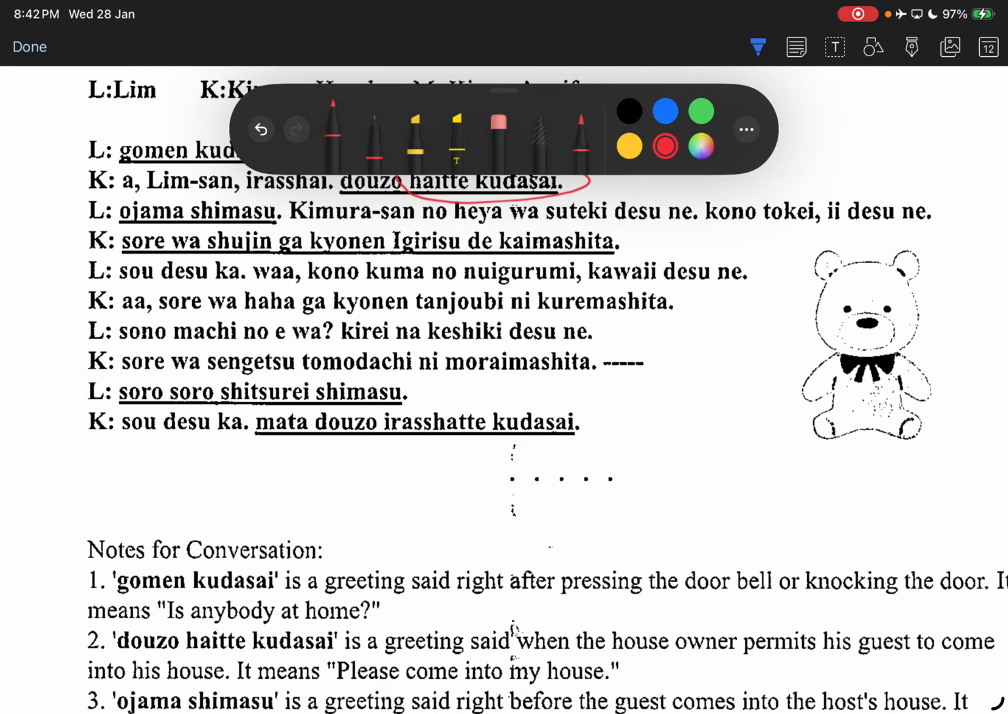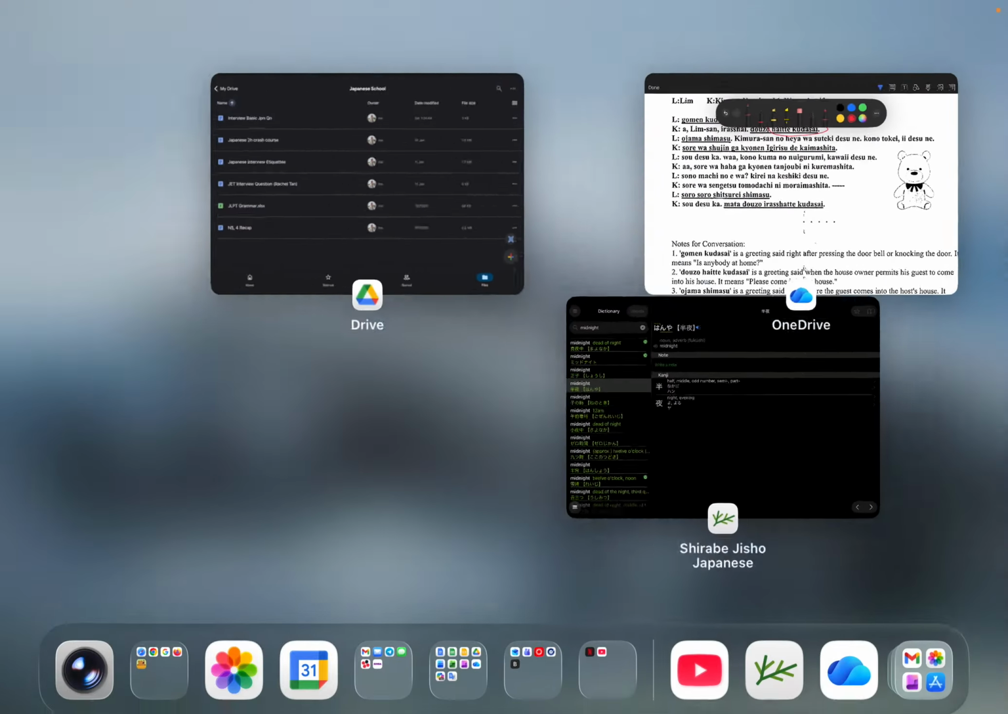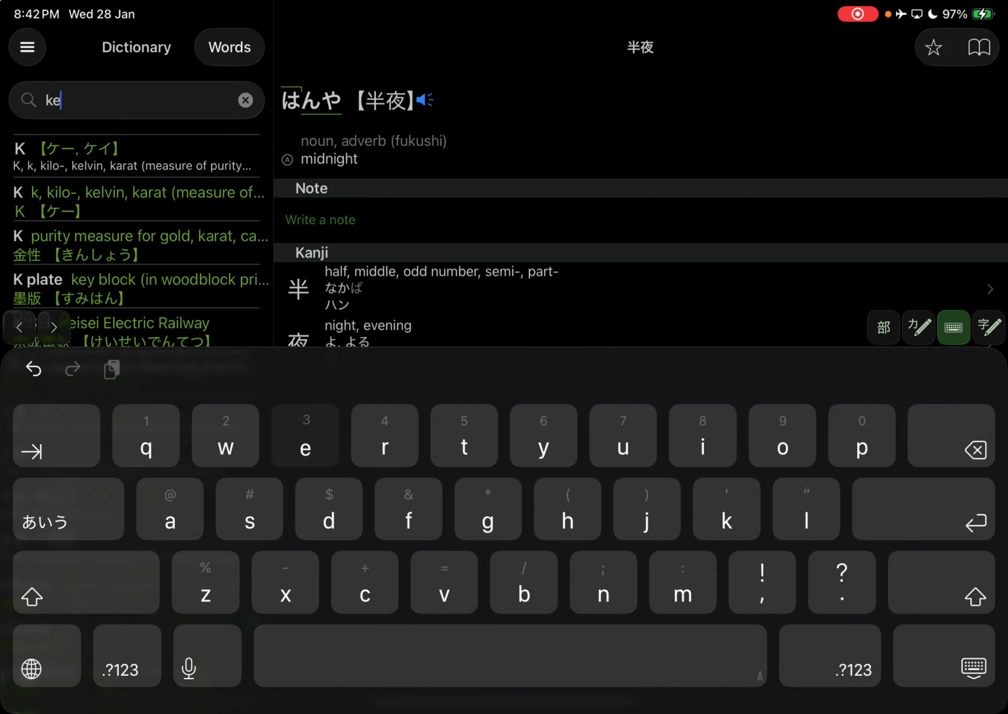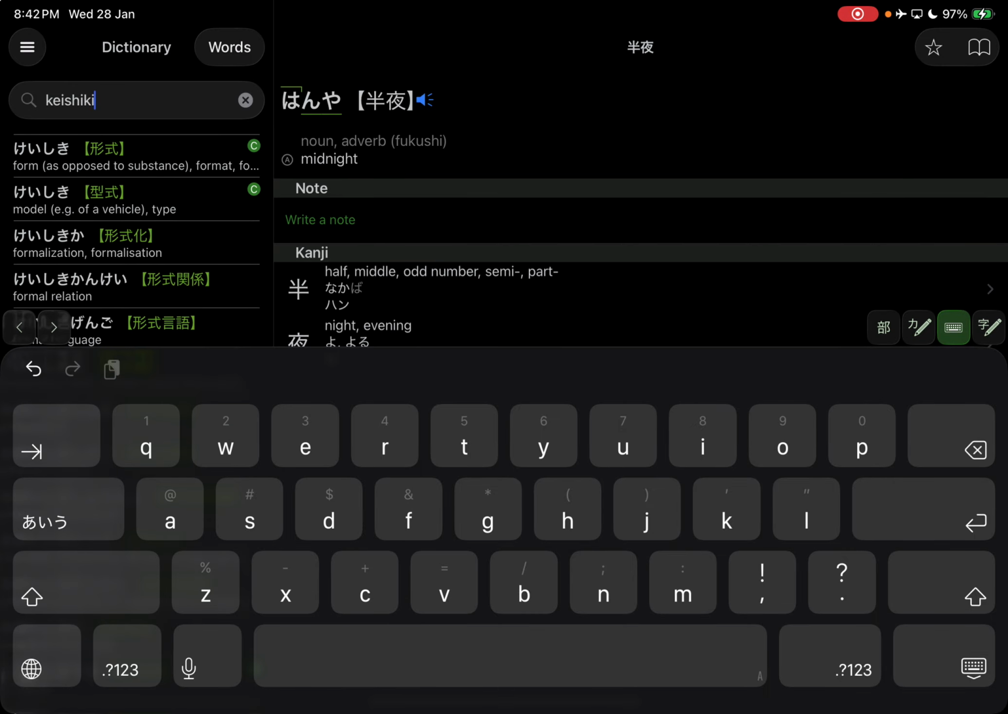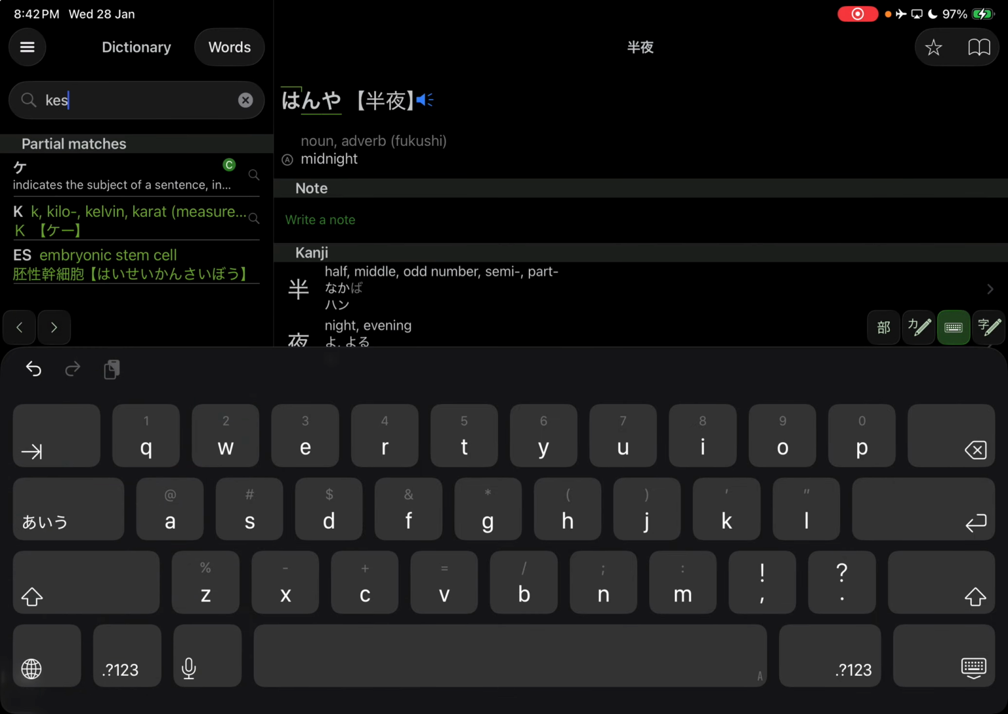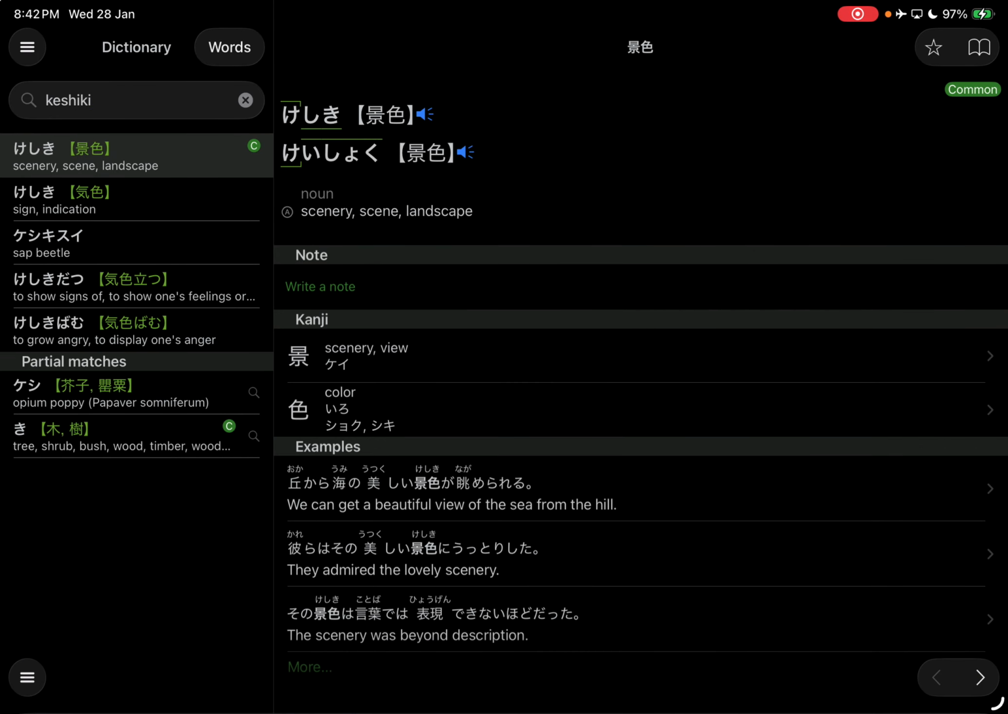So この町の絵は綺麗な景色ですね. So 景色 means, in Chinese we say 风景, which means the scenery, the sights. Like wow, very nice sight, very nice scenery. Right? Keshiki means sight, means scenery. We can look at the translation. Scenery, scene, landscape. So basically the entire picture in front of you. The entire view in front of you.